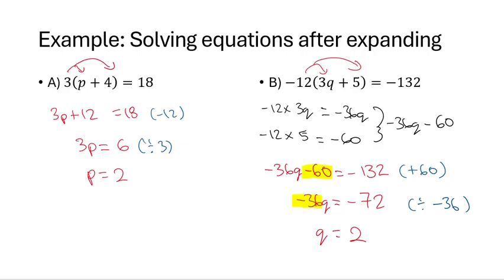And then I'm left with negative 36q. Then just remember, you're dividing, not adding, okay? Don't make this mistake, please. Divide by negative 36, and that will give you positive 2, okay? So just have a look at the slides. I'm pretty sure you'll all be fine, okay? Like you all have the skills. I believe in you all, okay?